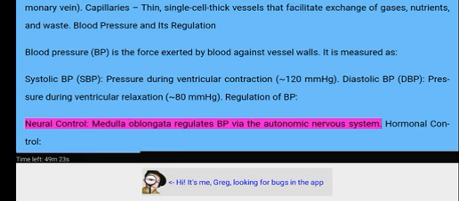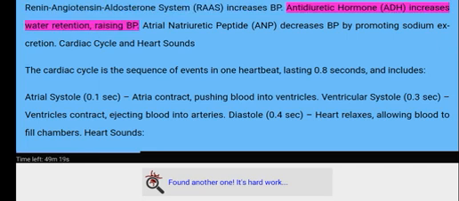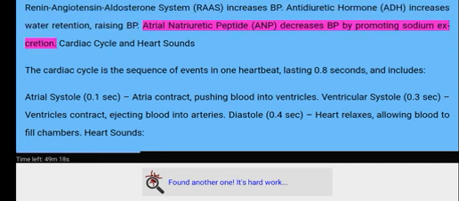Regulation of BP. Neural control. Medulla oblongata regulates BP via the autonomic nervous system. Hormonal control. Renin-angiotensin-aldosterone system, RAAS, increases BP. Antidiuretic hormone, ADH, increases water retention, raising BP. Atrial natriuretic peptide, ANP, decreases BP by promoting sodium excretion.